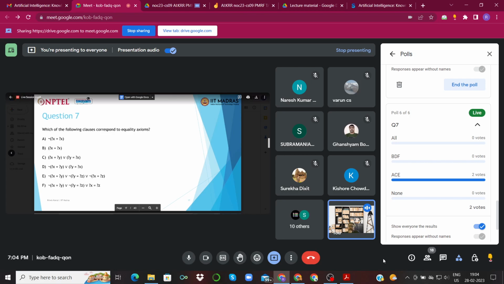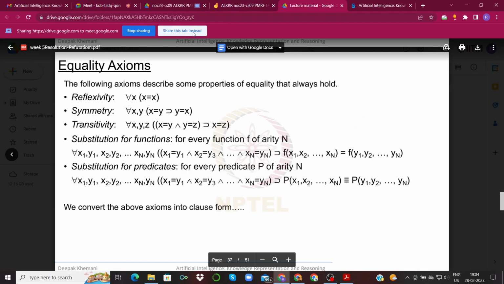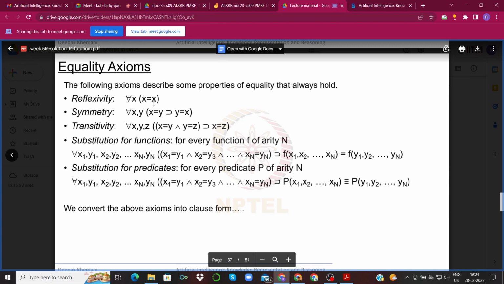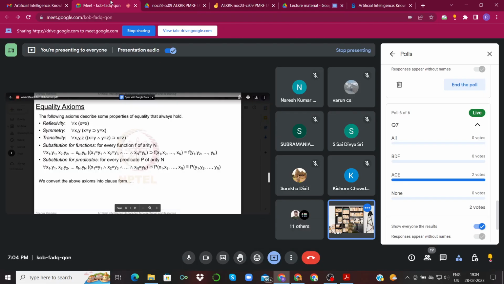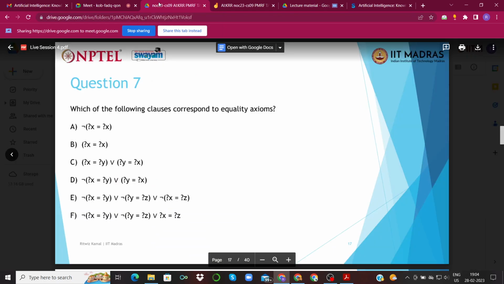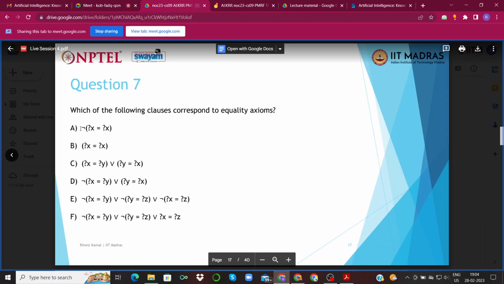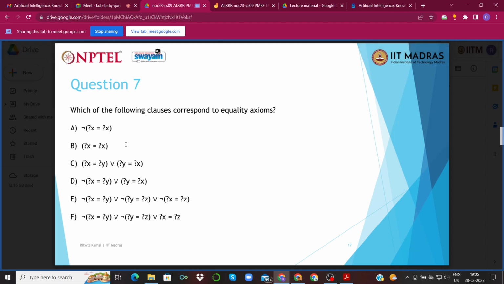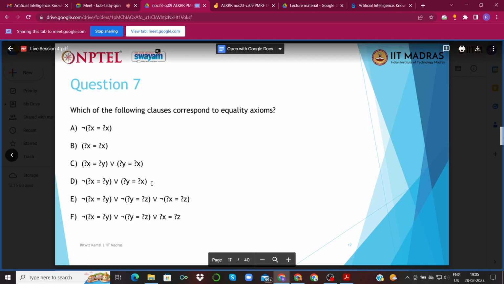Let's look at option B. Option B says x equals x, and this question mark basically implies there is a universal quantification involved, right? So this is just for all x, x equals x, which is the same as the reflexivity condition that we just saw. So option B would be correct. Similarly, option D will also be correct. Remember, I'm talking about option D over here.